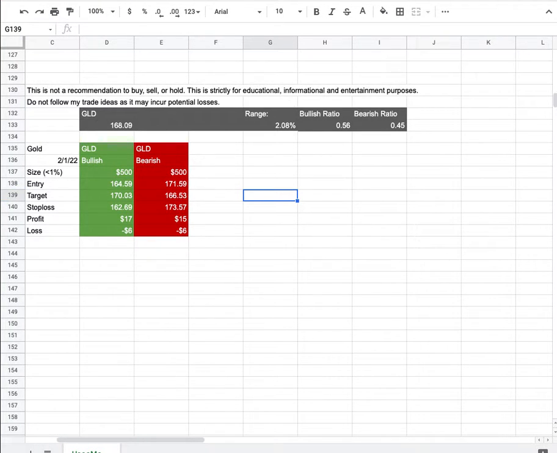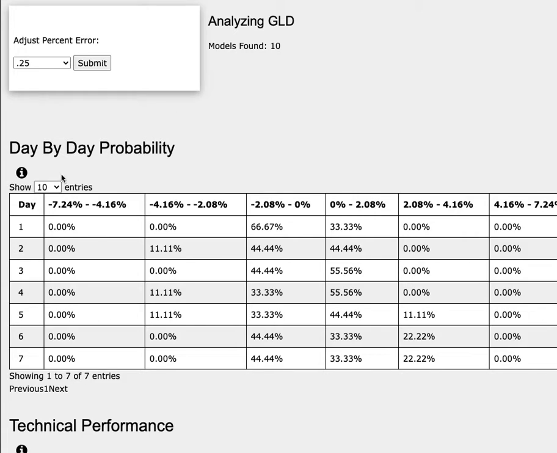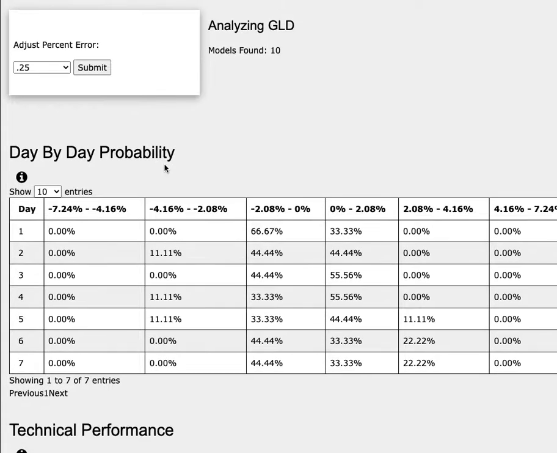So how did I develop the trade ideas? It all comes from the day-by-day probability model. As we progress to the 5th day, or week of trading, gold futures has a 44% chance to climb between 0 to 2%, 11% chance to climb between 2 to 4%. To the downside has a 33% chance to fall between 0 to negative 2%, 11% chance to fall between negative 2 to negative 4%.